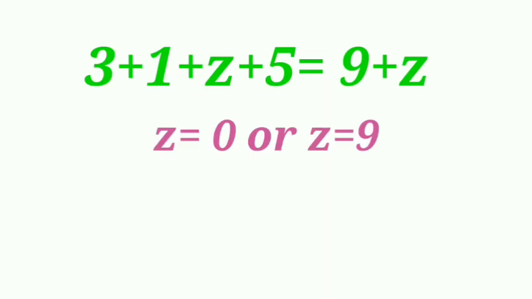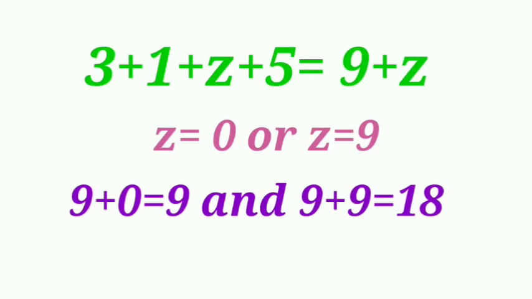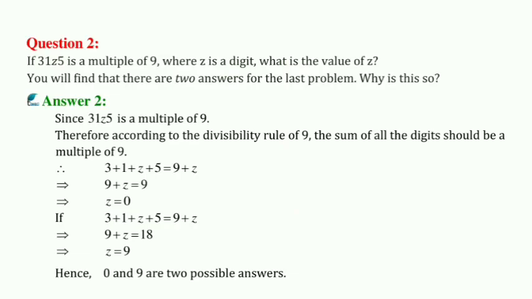If you write the 0, you will get the 9 itself, it is divisible by 9. Similarly, if the digit is 9, you will get here 18, which is also divisible by 9. That's why we will get here two answers for the z value. Go through this explanation. Here you will get the clarification for the answer once again.